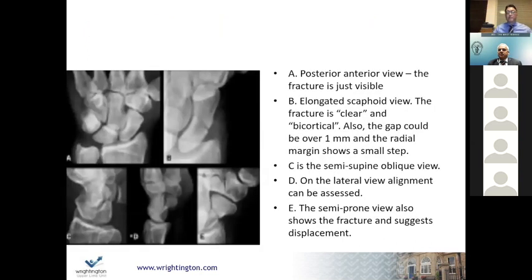So in my opinion, these 5 X-rays, which I won't go into great detail about because of time, need to be done. You have the PA, the semi-pronated and the semi-supinated views, the true lateral view looking for any DISI or VISI type deformities, and the elongated scaphoid view, which you can see here. These are the basic minimum views that need to be done.